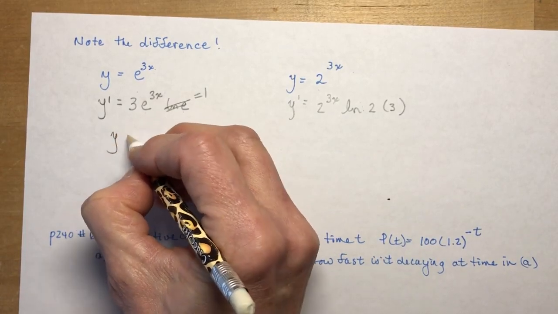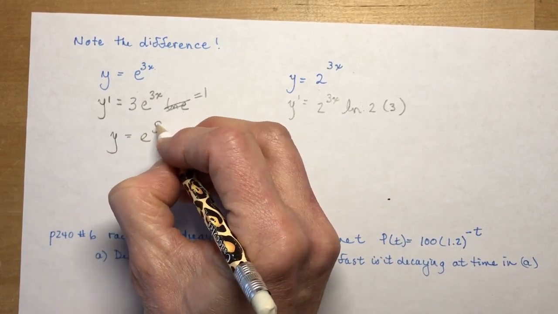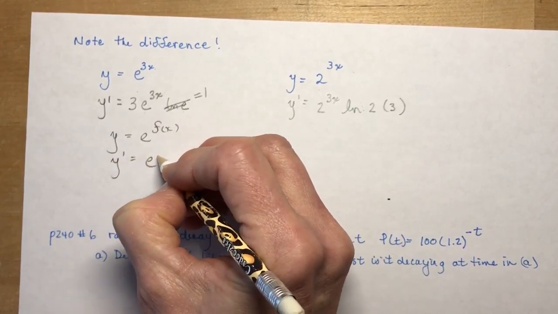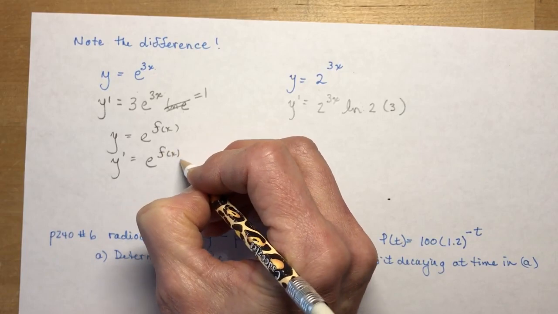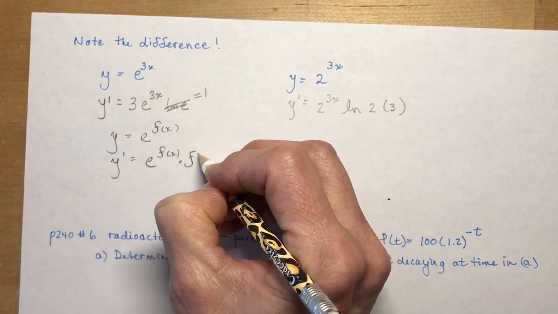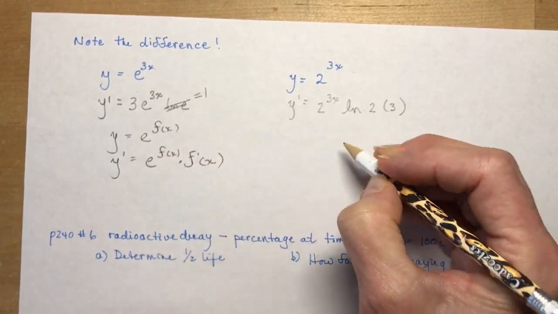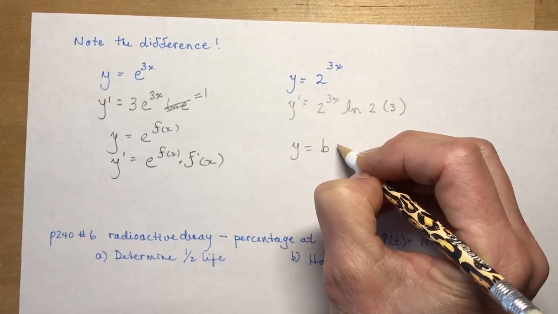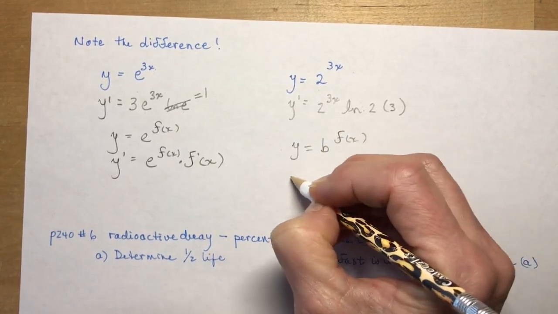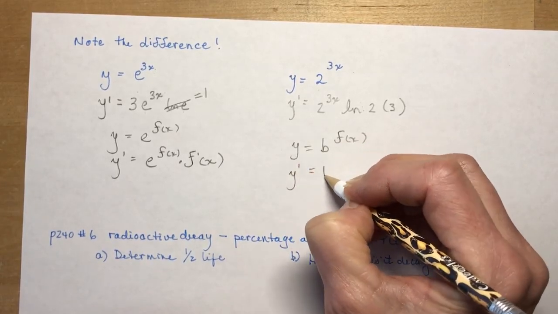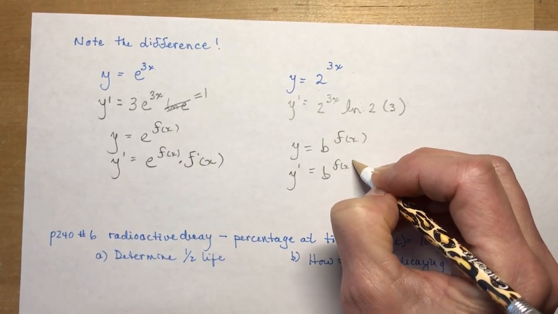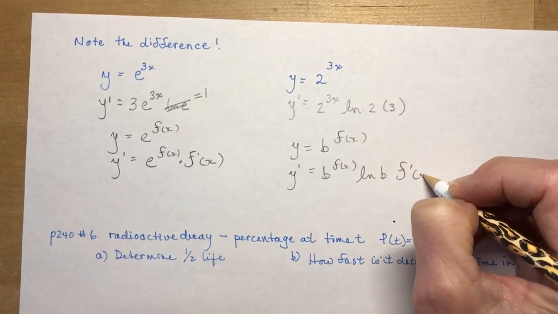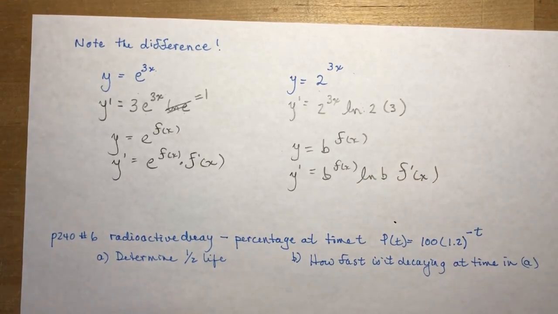Okay, so I just wanted to really remind you that if you have e to the f of x, y prime equals e to the f of x times f prime of x. This is just restating what you should already know. And y equals b to the f of x gives you b to the f of x ln b f prime of x. Write that out a few times and that'll help you.